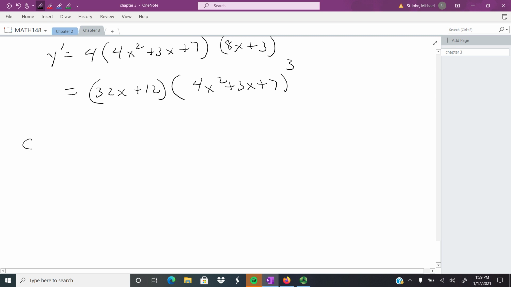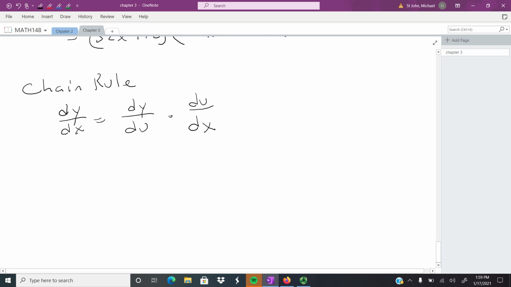And then the next rule is the chain rule. And so dy dx is going to equal dy du times du dx. So let's look at an example. Let's say y equals e to the x squared plus 3x plus 1. So u is going to be x squared plus 3x plus 1. And then du is going to be 2x plus 3. So this will be my du dx.